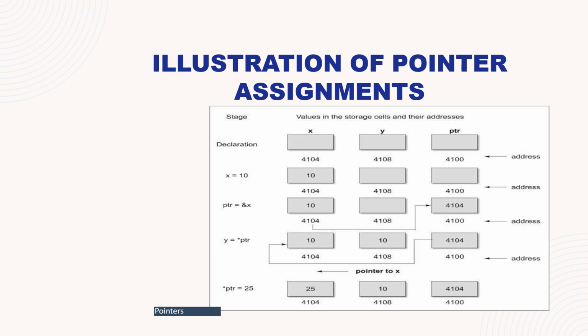You can look at the slide. We have the declaration of the different variables x, y, and ptr. If x is equal to 10, it takes the address 4104, and the next location will be 4108. Then ptr is equal to ampersand x means that inside ptr is the address 4104, and like that we make the interpretation.